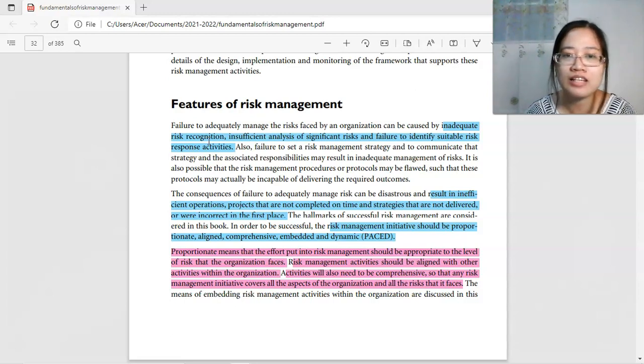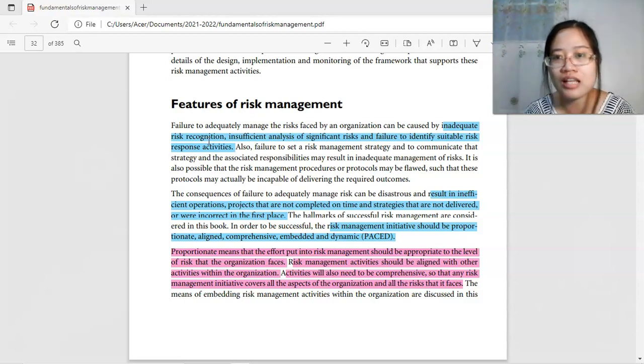Diba? Ayan, insufficient analysis of significant risk. For you to be able to analyze those risks, syempre, you need to identify them. Kung sa beginning pa lang is hindi na-identify, lack of analysis na agad. Okay? But let's say na determine nyo or na-recognize nyo yung risk, pero hindi nyo napag-aralan na maayos, you probably thought of only one aspect of it, hindi nyo nakita yung mayroon pa pala siyang other side, na it could also affect that aspect of the business.